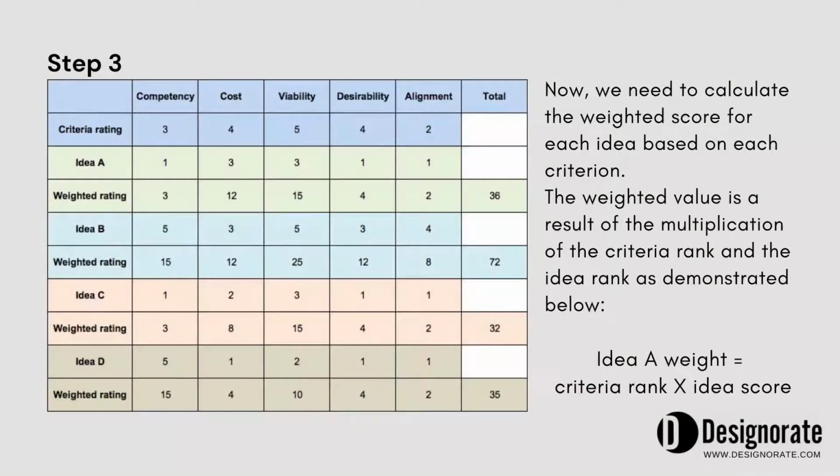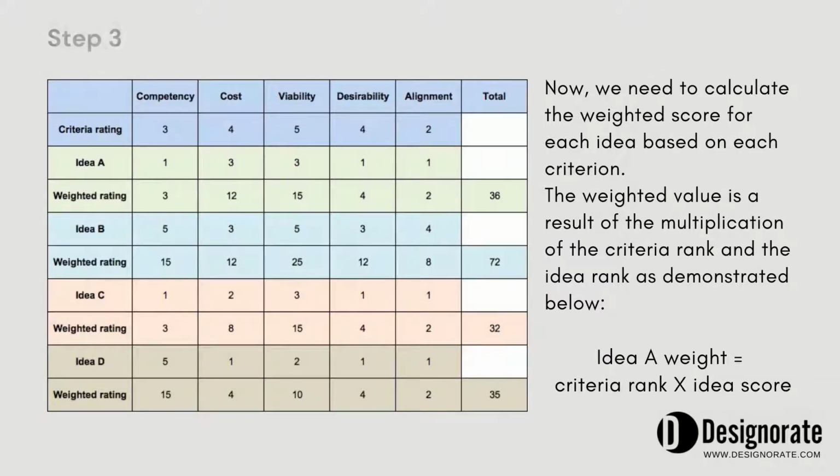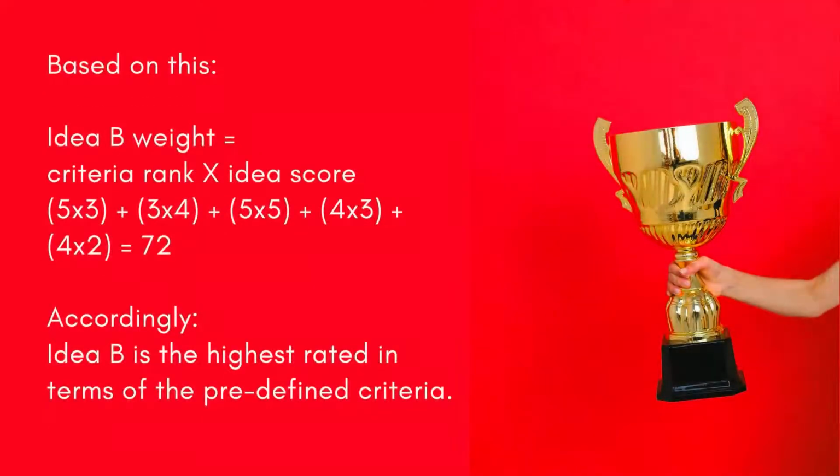Now, we need to calculate the weighted score for each idea based on each criterion. The weighted value is a result of the multiplication of the criteria rank and the idea rank as demonstrated below. Idea A weight equals criteria rank times the idea score. Based on this, idea B weight equals 72. Accordingly, idea B is the highest rated in terms of the predefined criteria.